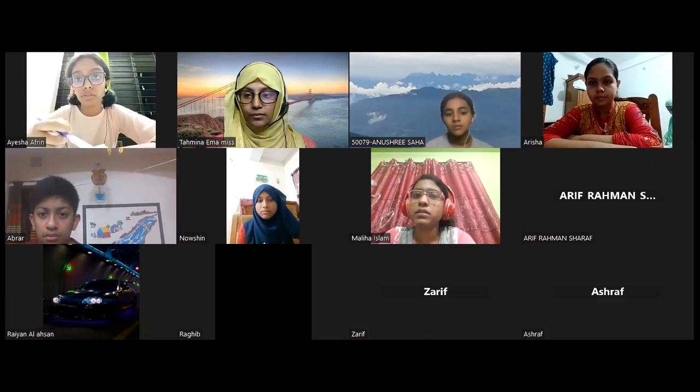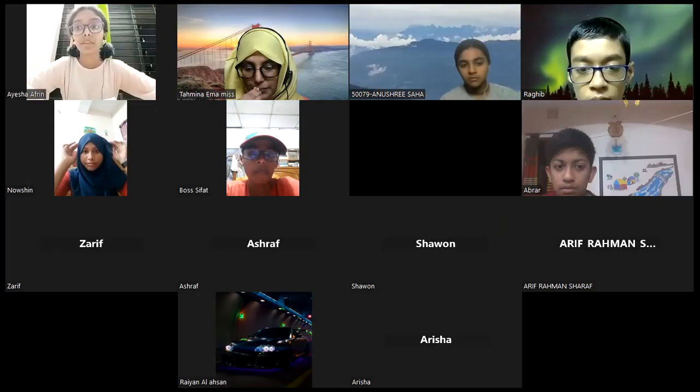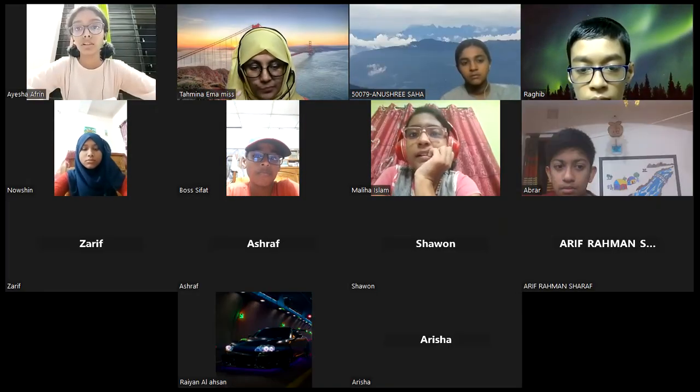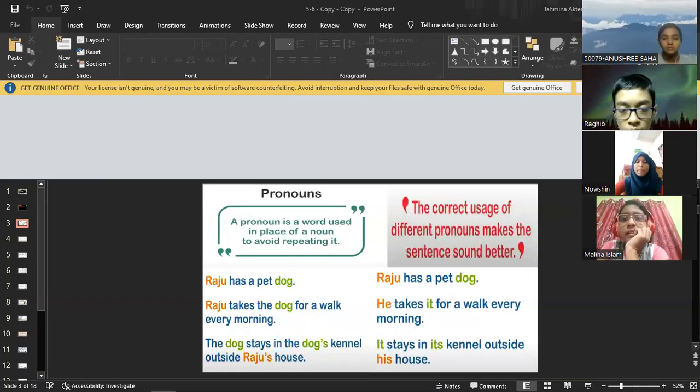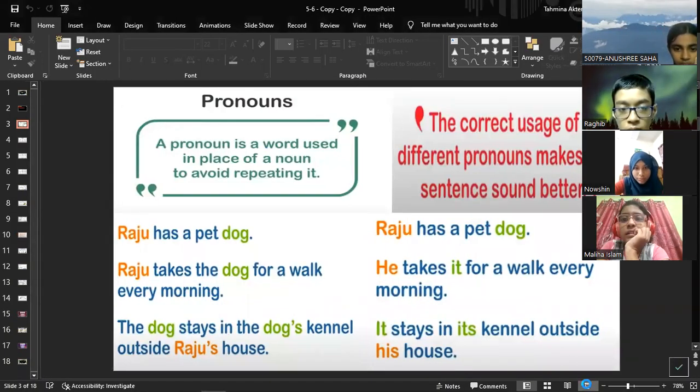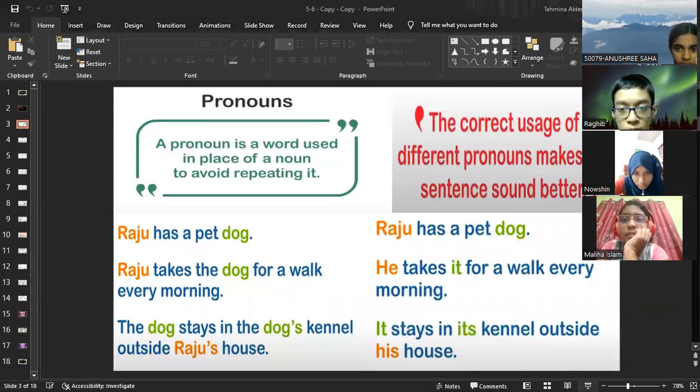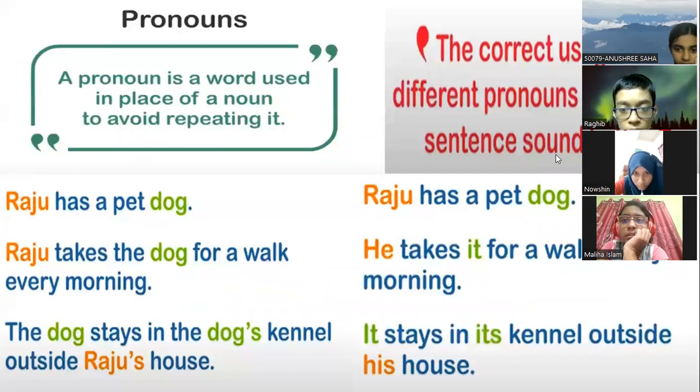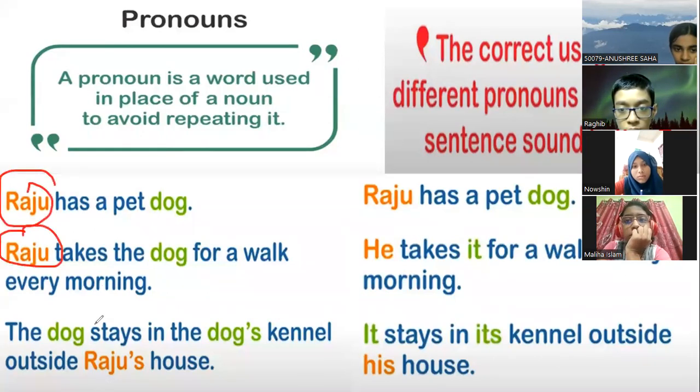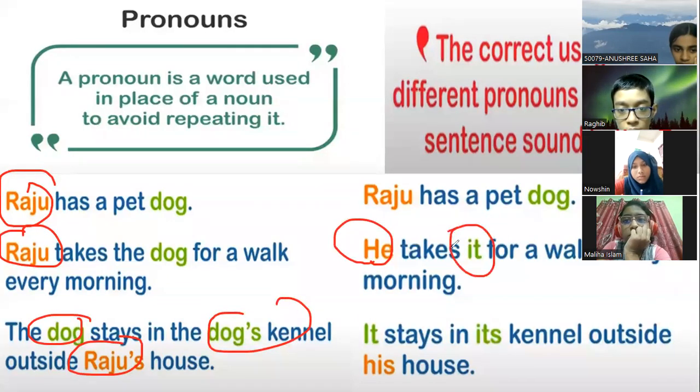So, okay. We have already learned that a pronoun is a word used in the replacement of a noun and for avoiding repetition of words, right? To make it easy and simple. Here we can see the example given with Raju. Instead of using so many nouns at the same time, you can go for he and it.